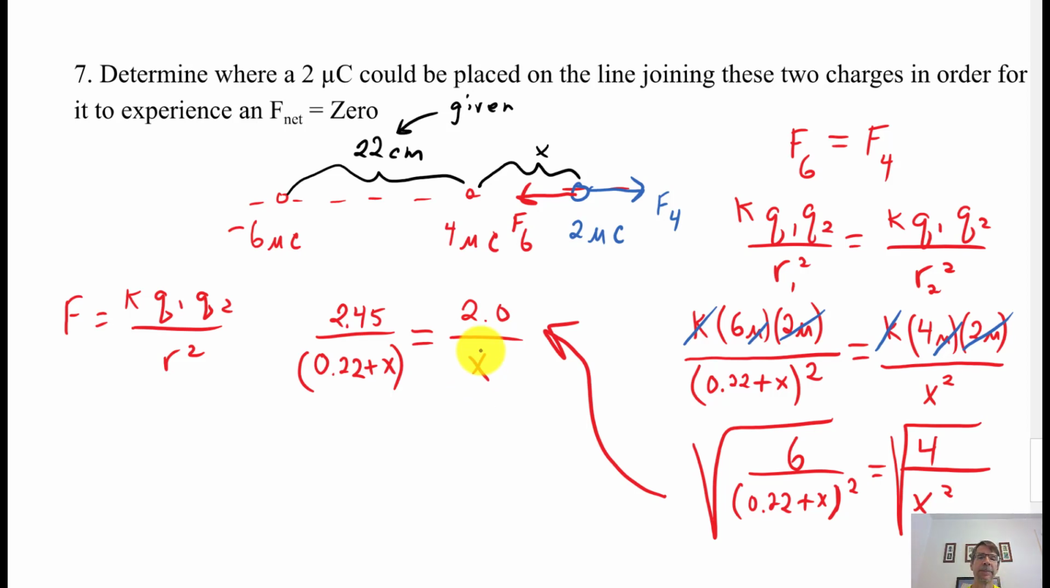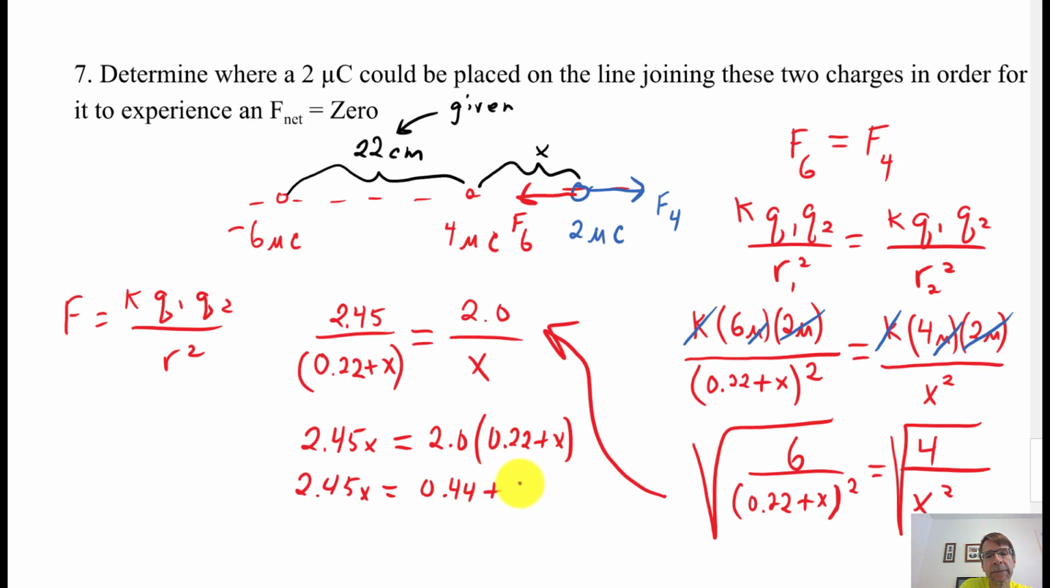Way simpler. I cross-multiply to solve these types of equations. So you get 2.45x equals 2.0 times that parentheses. Normally I would just do that in my head. I'll write it out: 0.22 plus x. I already took the cross multiplication of 2.45 times x. But bottom line here, 2.45x equals 2 times 0.22, which is 0.44, plus 2.0x. Subtract the 2.0x from both sides, you get 0.45x equals 0.44.